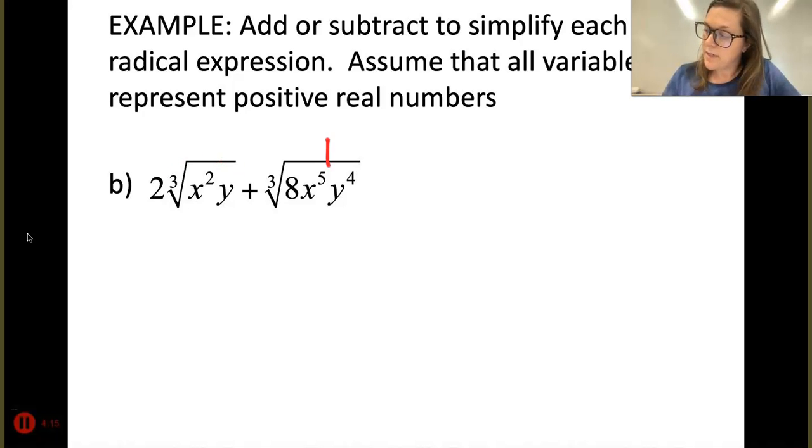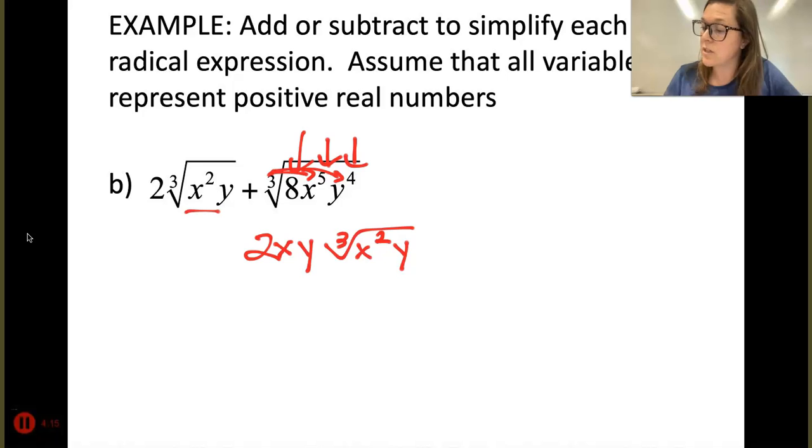Here I have an index of 3. I do have a 5 that's higher, so I can simplify my x to the 5th, and I can simplify my y to the 4th. And I can do a cube root of 8, right? Because isn't the cube root of 8 2? And then how many times does 3 go into 5? Once with 1. How many left over? X squared. How many times does 3 go into y to the 4th? Once with 1 left over, which is good because now my radicands are the same. So now I have 2 cube roots of x squared y plus 2xy cube roots of x squared y.